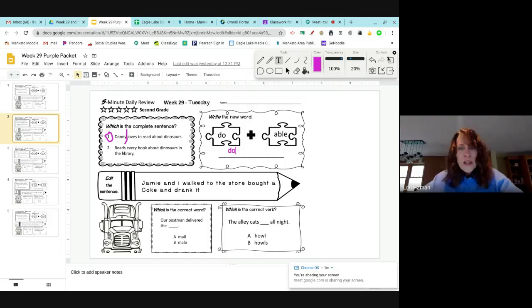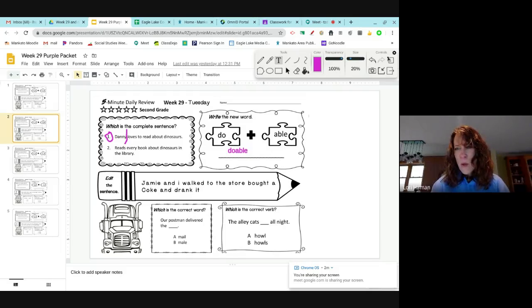All you would need to do is put these two parts together to make a word. However, there's more to learn here. We need to know that words can be made this way because we have a base word. And in this case, the base word is do. And we have a suffix.